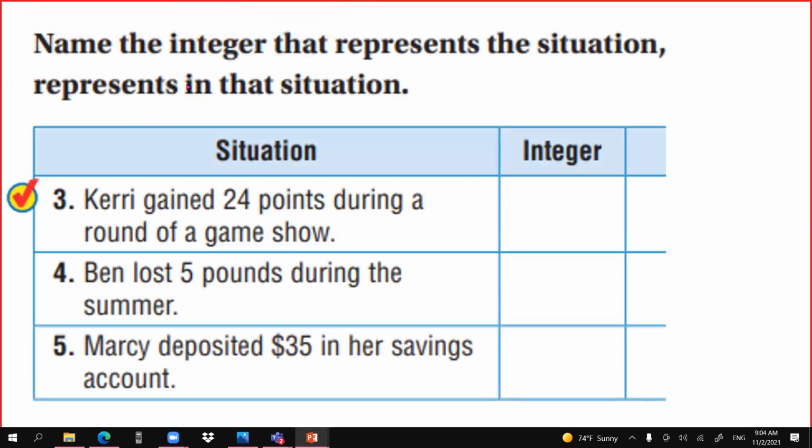Now, name the integers that represent the situation here. Number 3. Yes, Maryam. Kerry gained 24 points during a round of a game show. Gained. Does it show that you are talking about positive or negative? Positive. Bravo. So the number will be? Positive 24. Thank you.